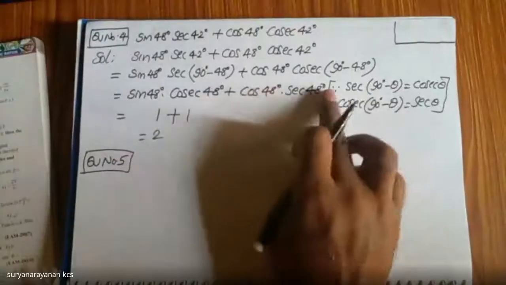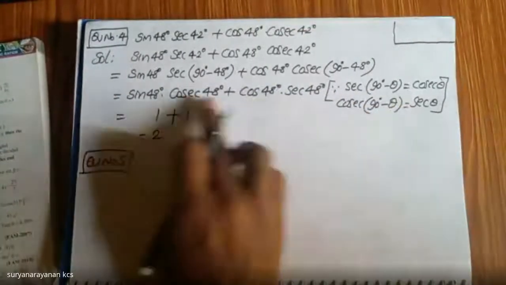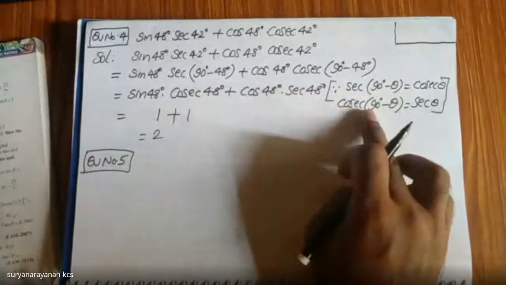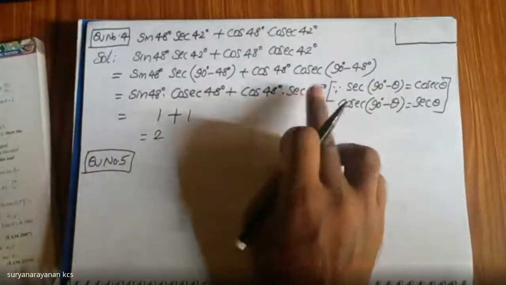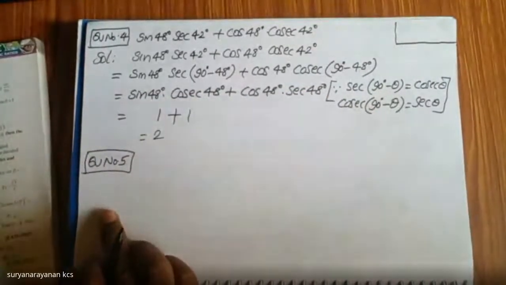In this step, we used these two formulae and we wrote this step. By using these two formulae, we got this step. Okay, now come to question number 5.